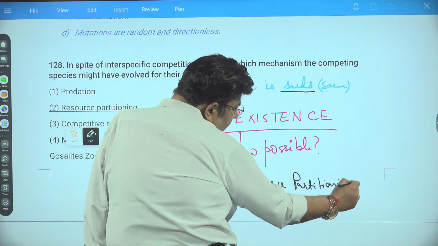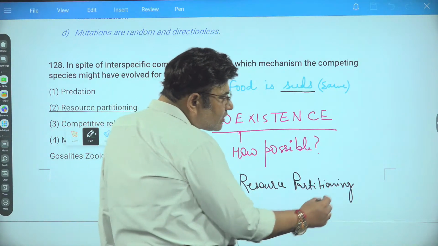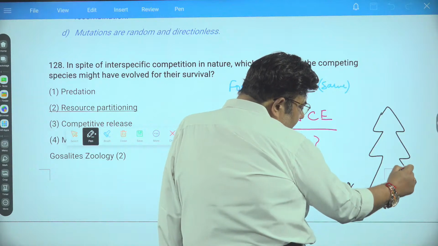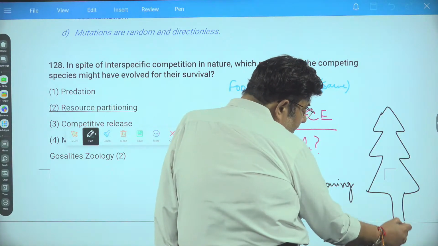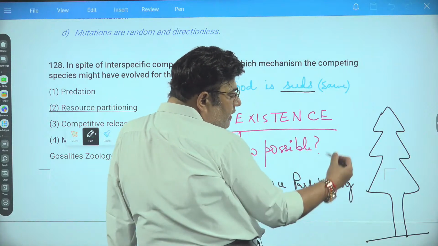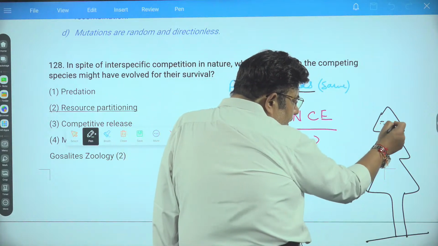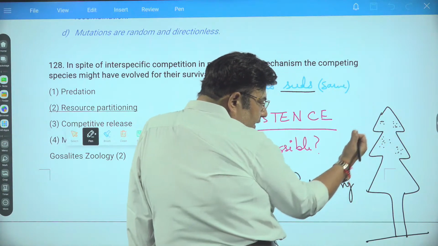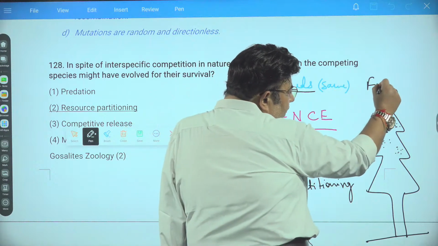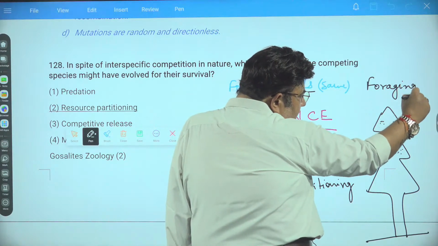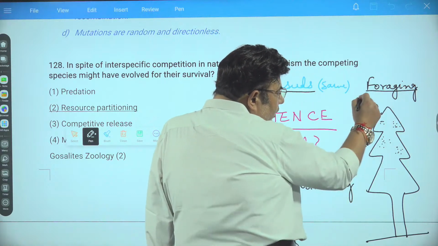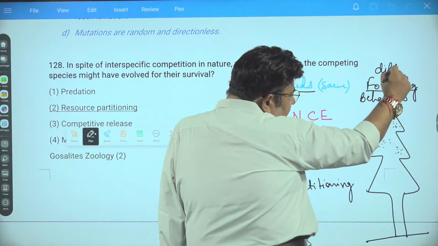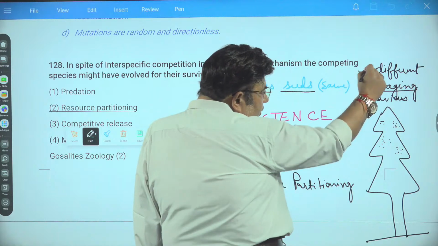Now, how can you partition your resource? There are a variety of ways. If the resource is food, you can partition it by having different foraging behavior. Foraging behavior is all those behaviors of an animal to obtain food, capturing the food. Foraging behavior that is not the same, that is different. This is how they do resource partitioning.